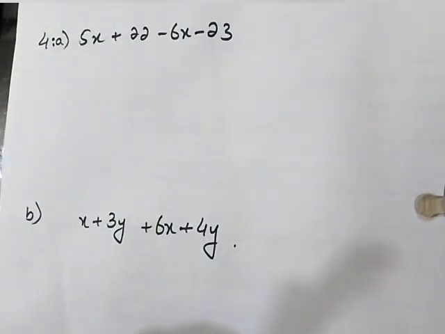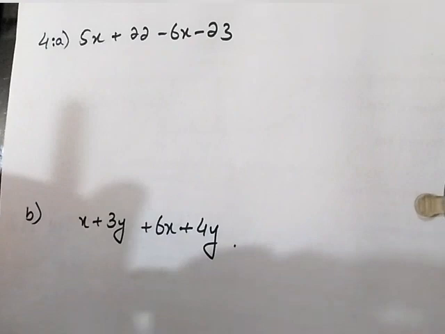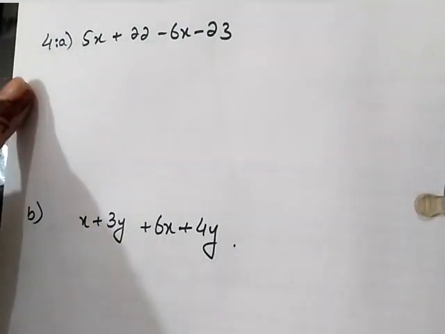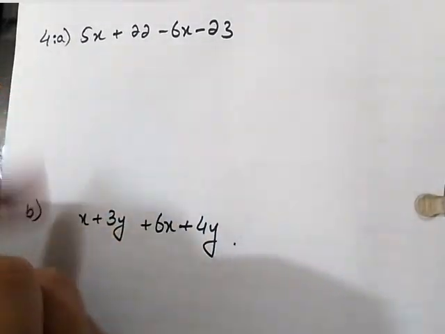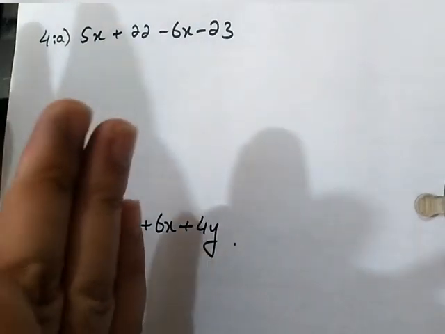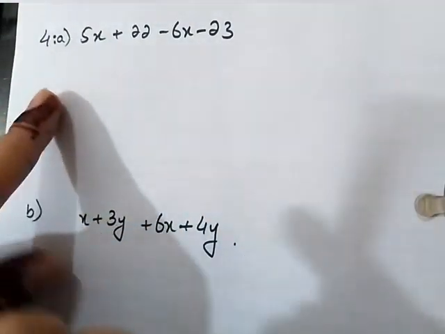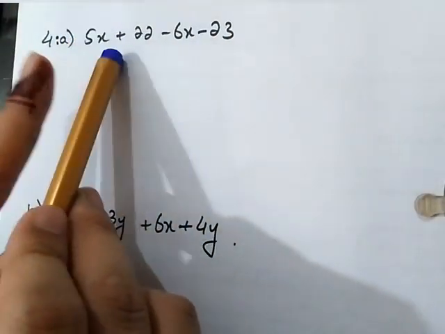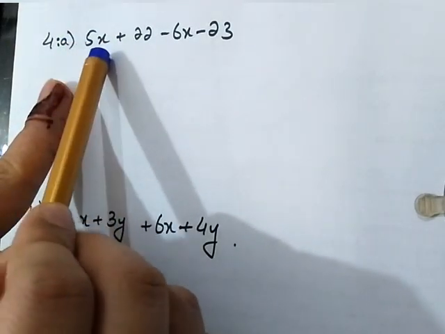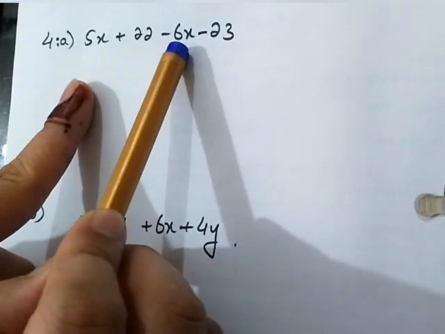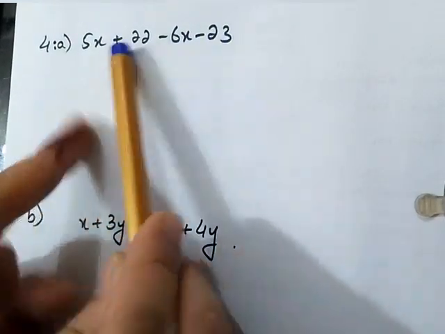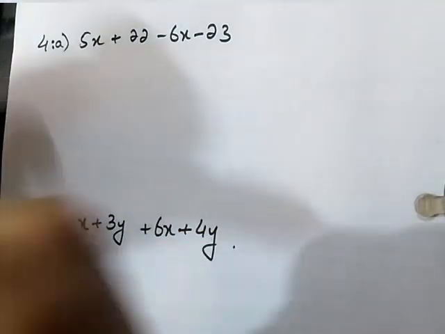Okay, we move towards question 4, that is, simplify each of the following expressions. We have again 4 parts in this question, and just write the question for part A. We have to simplify this expression. First of all, observe the expression. In this expression we have variable terms, the first is 5x and the next one is 6x. Now we have two constants, 22 and 23, so we have to rearrange this expression.